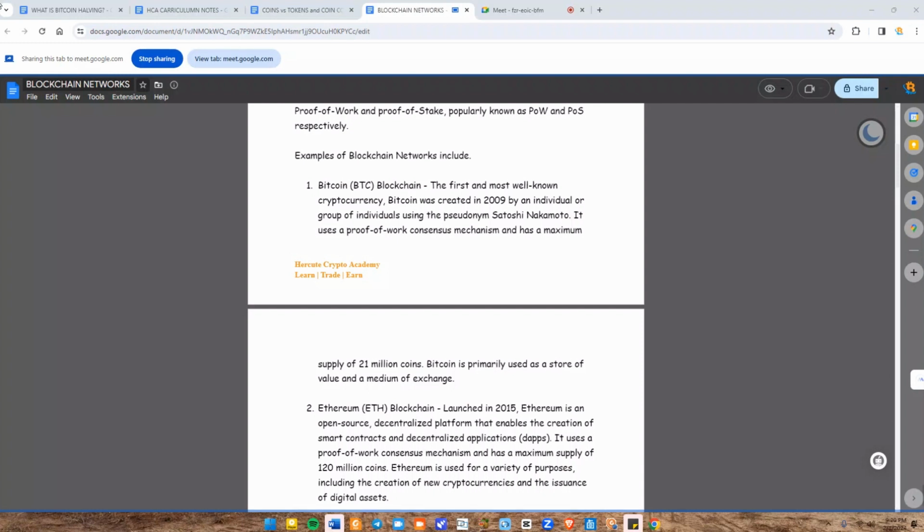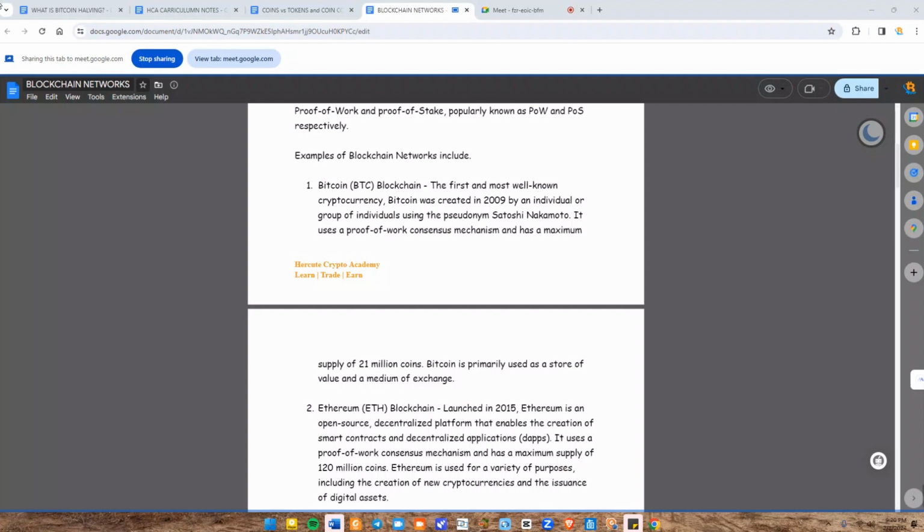The Bitcoin network uses the proof of work consensus mechanism and has a maximum supply of 21 million coins. And Bitcoin is primarily used as a store of value and a medium of exchange. This one everyone is aware of. But remember, we said that Bitcoin has a maximum supply of 21 million. Now, if I told you that not all 21 million Bitcoins are in existence, okay? Currently, we are looking at almost 20 million, actually 19 million and some 100,000. And this is because of another process called mining.